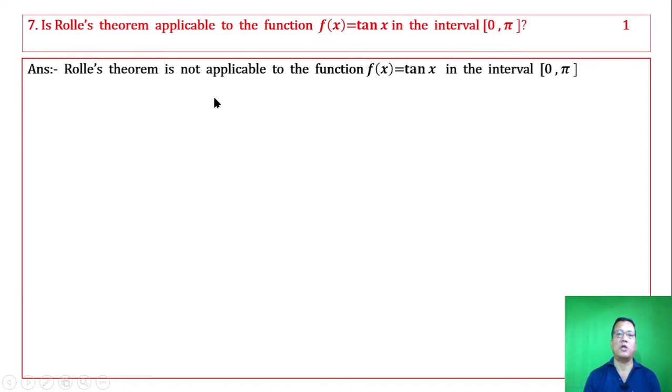Rolle's theorem is not applicable to the function in the interval 0 to pi, because f is not continuous at x equal to pi by 2, which belongs to the closed interval 0 to pi. Since the criteria for Rolle's theorem fail, Rolle's theorem is not applicable in this interval.